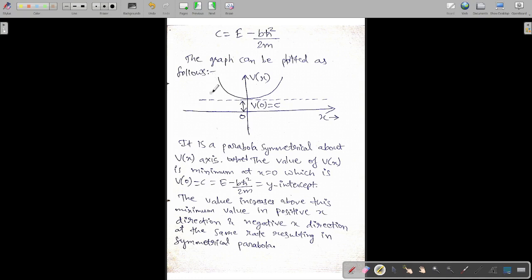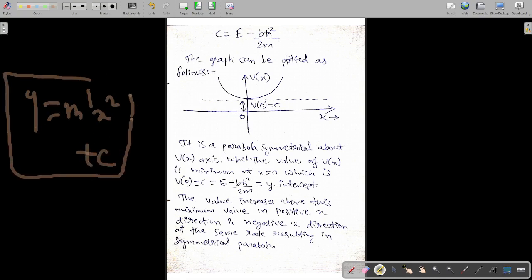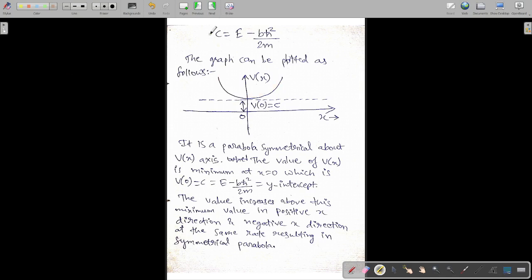So I have drawn this graph. And how did I come to know that this type of equation yields a parabolic graph? I knew this from the JE time maths concept. I know that a parabolic equation looks like this and its curve is like this. I learned it in the JE time, so I am using that concept. So it is a parabola symmetrical about the v axis.